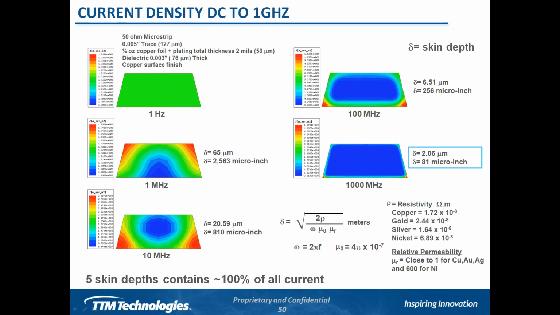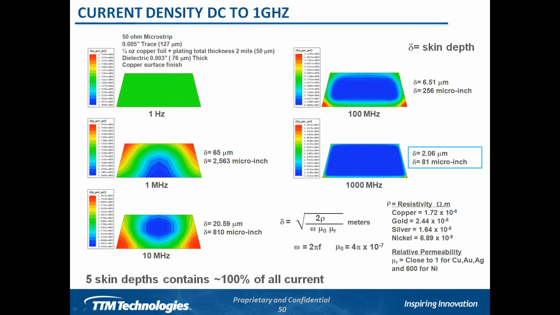So why is this important? Well, now roughness comes into play. We talked a little bit earlier about how we see these rough tops and bottoms of these copper foil features, and now your signal propagation changes because you have either a very rough or a very smooth foil. So understanding how skin effect or skin depth affects current density and how current travels through a trace is important.